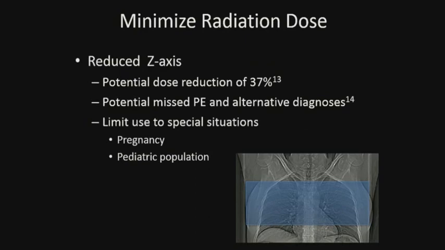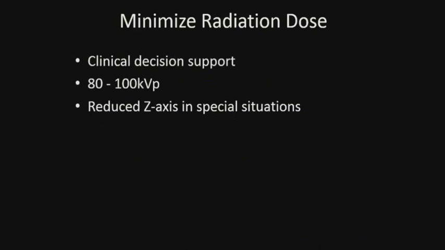Reducing the z-axis of the CT range has also been shown to reduce radiation dose. One such report describes a 37% reduction in radiation dose. However, there is potential to miss either a PE or an alternate diagnosis that may help patient treatment. In one particular report by Mikolakis and colleagues, using a 10 centimeter z-axis, 2% of PEs were missed and 17% of alternate diagnoses were missed. For this reason, I suggest that a reduced z-axis only be used in pediatric and pregnant patients.